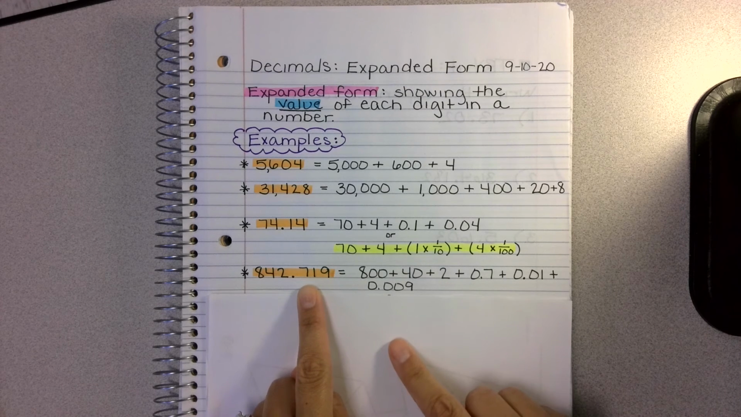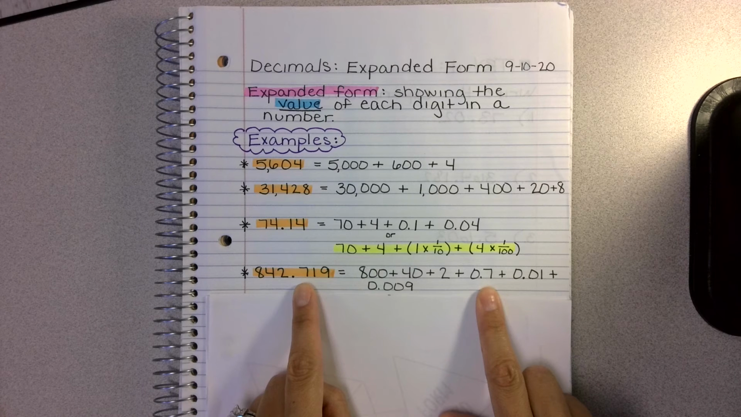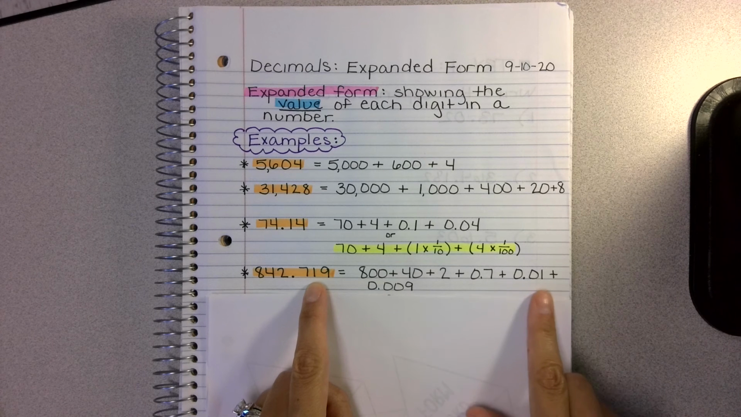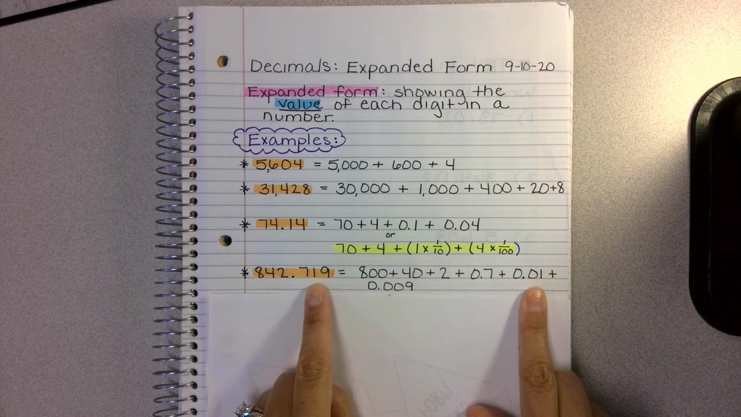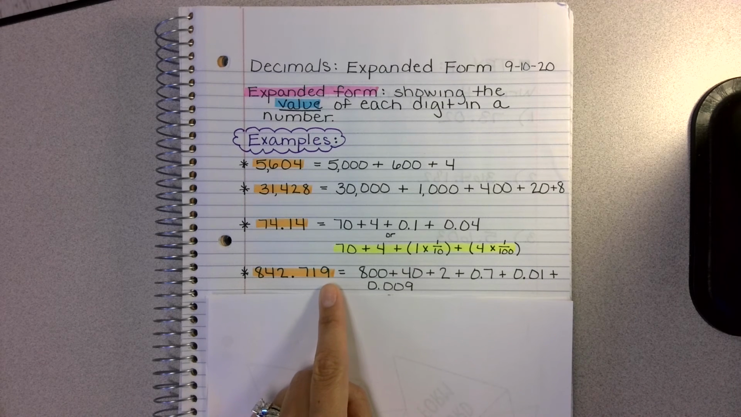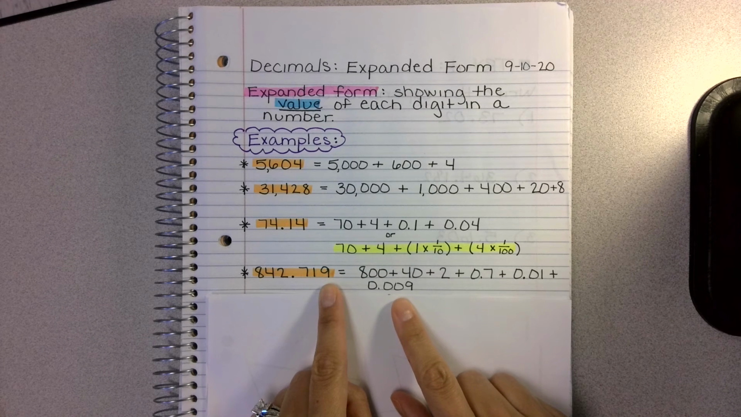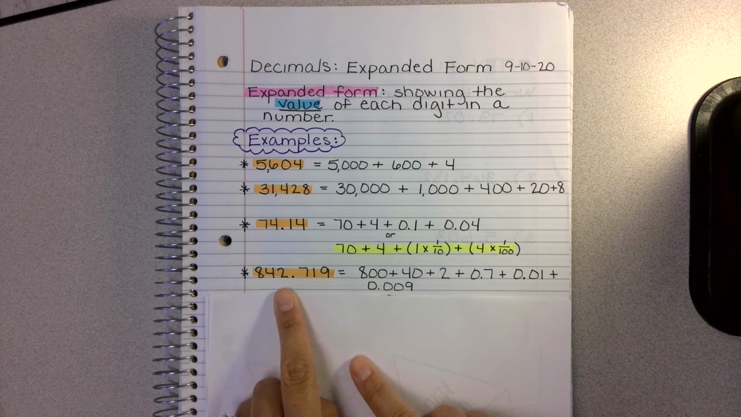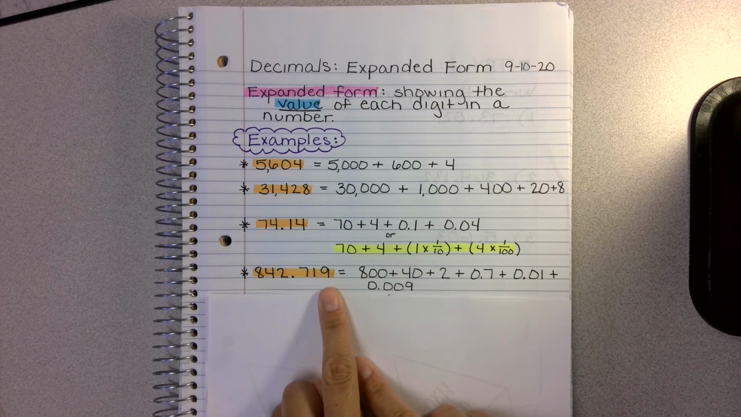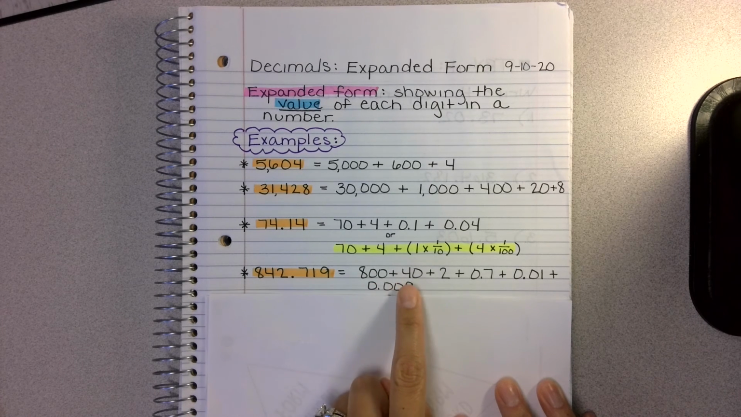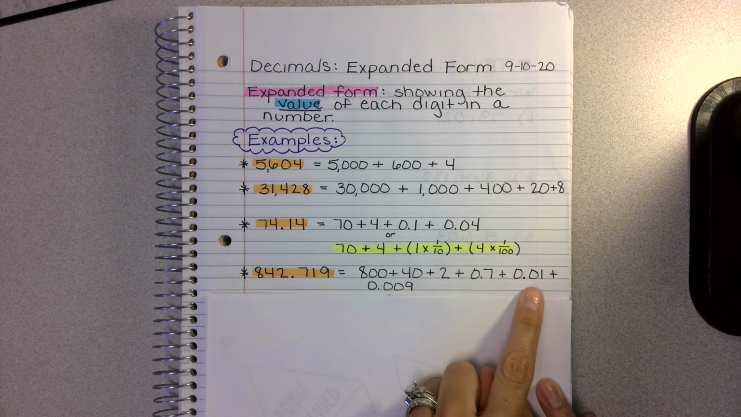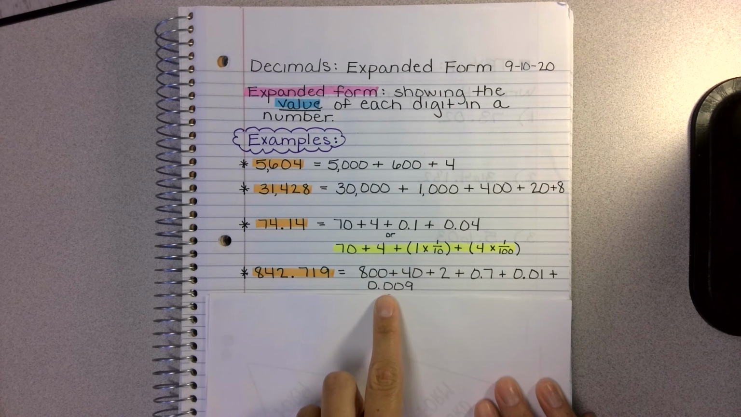Now we have the decimal. The 7 is in the tenths place, so it's worth 7 tenths. The 1 is in the hundredths place, so it's worth 1 hundredth. The 9 is in the thousandths place, so it's worth 9 thousandths. Okay, so if I was going to write out 842 and 719 thousandths, I would write 800 plus 40 plus 2 plus 7 tenths plus 1 hundredth plus 9 thousandths.